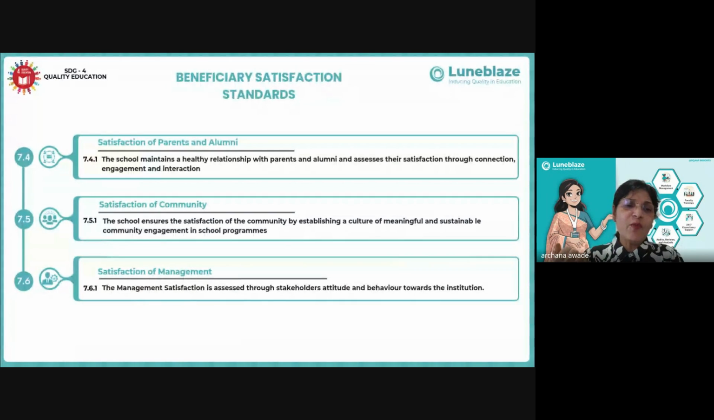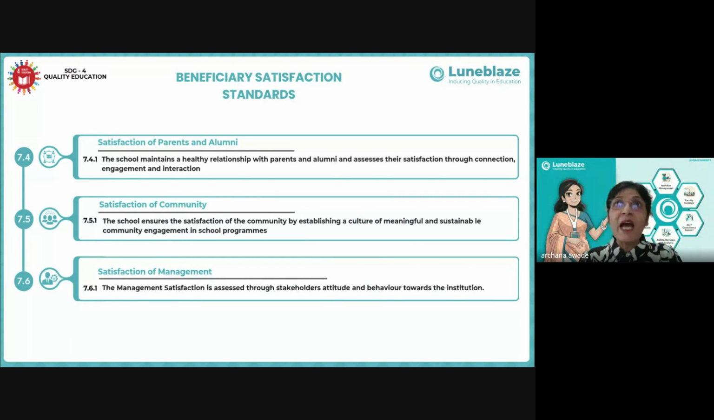So, satisfaction of parents and alumni. The standard set to assess the satisfaction level of parents and alumni defines statements like: the school maintains a healthy relationship with parents and alumni and assesses satisfaction through connection, engagement, and interaction. Parents want clear communication, trust, and involvement. Alumni reflect the school's long-term impact and often become brand ambassadors for the school.